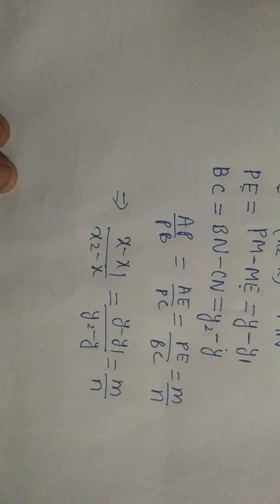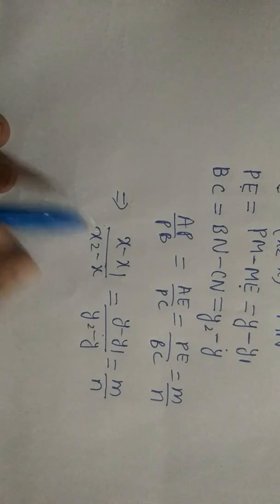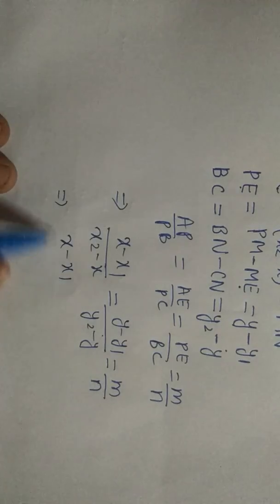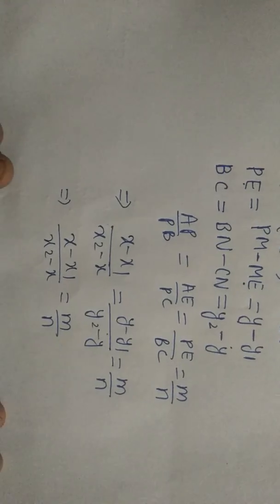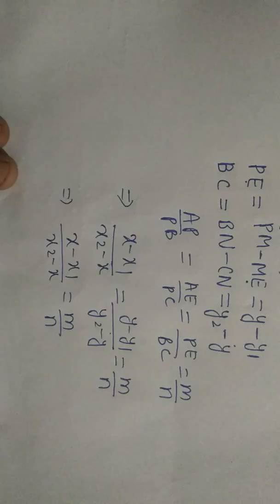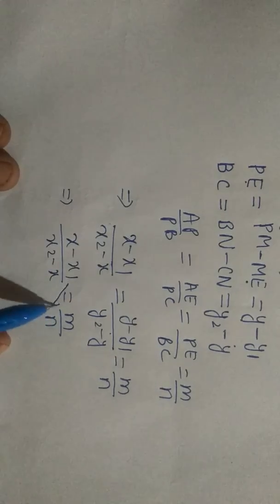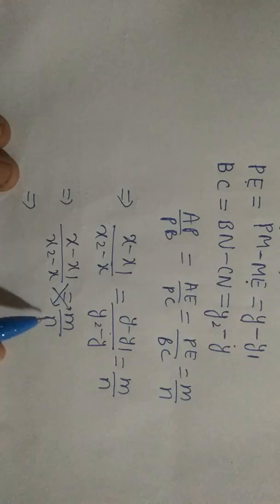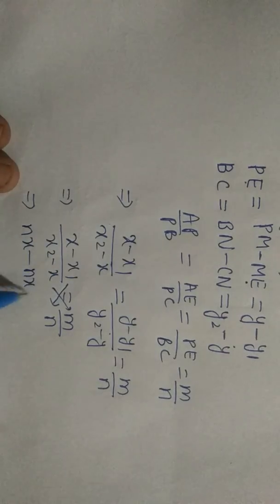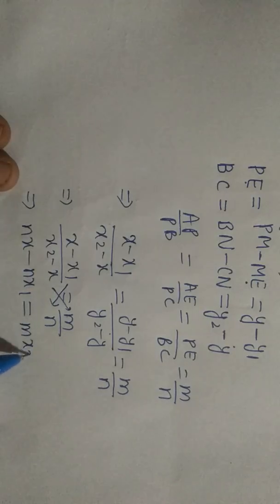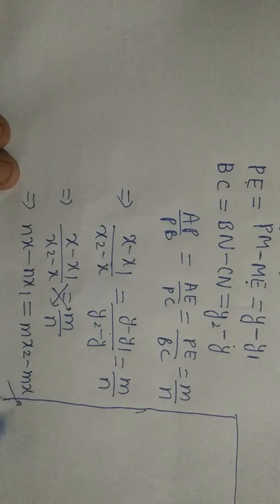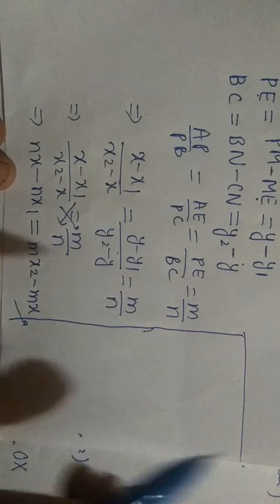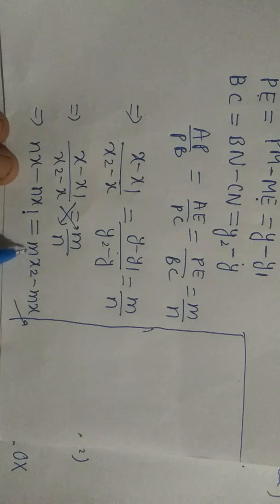Okay, now students, all the three are equal. So first we will take x minus x1 upon x2 minus x is equal to M upon N. As we want the coordinate of point P, that is x comma y, we want the value of x here. So just cross multiply it so that you will get here nx minus nx1 is equal to mx2 minus mx. Okay, I am solving this side. Okay, students, what are we getting here? We are getting here nx minus nx1 and mx2 minus mx.